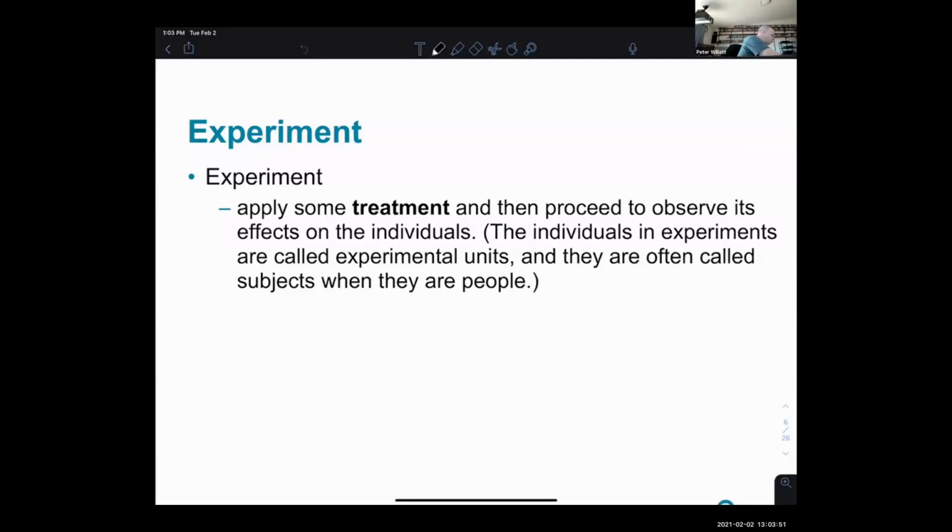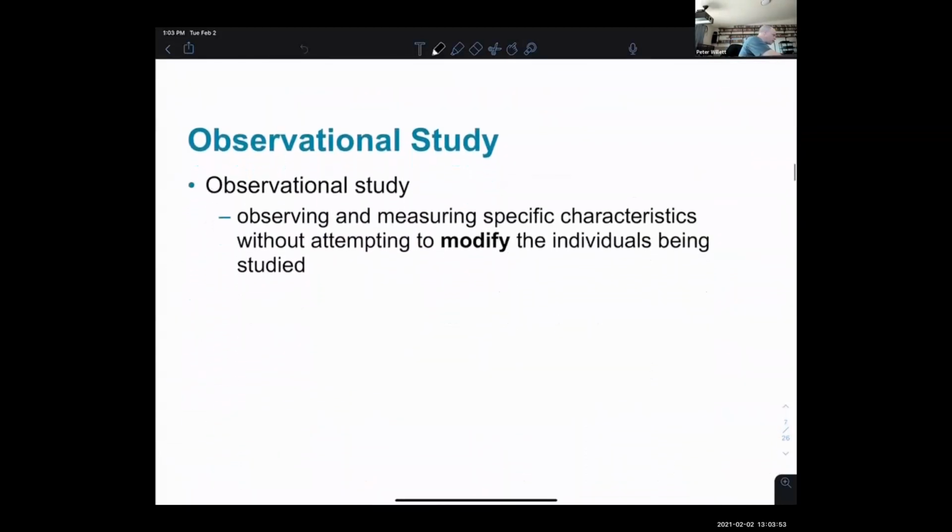All right, so then let's compare that to an observational study, which are much more common because they are much easier to do, less expensive, less time consuming. So, observing and measuring specific characteristics without attempting to modify the individuals being studied. The key thing about observational is that you just observe, you don't do anything to your sample, to your subjects, whatever it is. You don't modify the individuals, you just take a look.